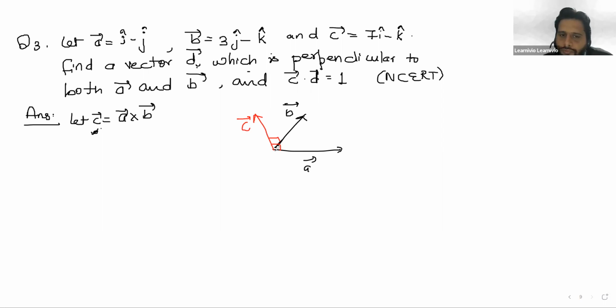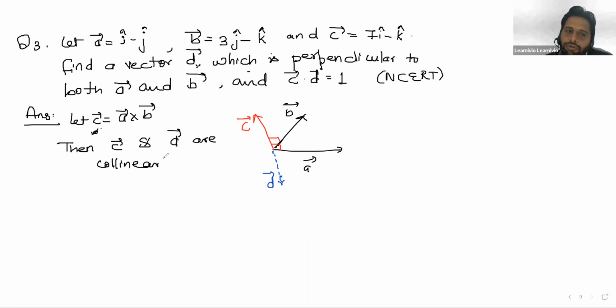Now suppose I draw a vector which is also perpendicular to A and B, but its direction is inwards. So there is one more vector D, which is not equal to C, but it is also perpendicular to A and B. So can we say that C and D are collinear vectors? Let C be this, then C and D are collinear vectors. Is this clear to everyone or not? Because I need this concept in 3D.